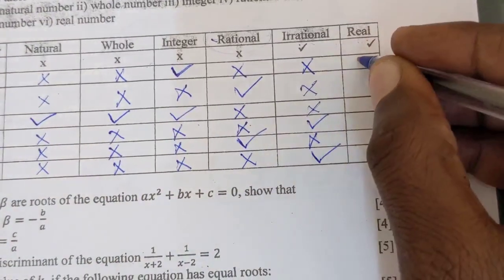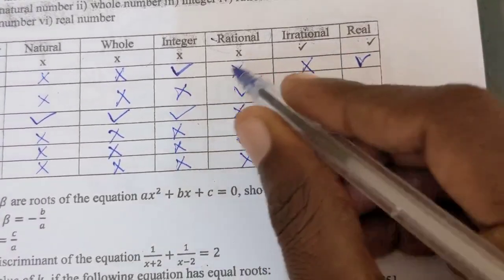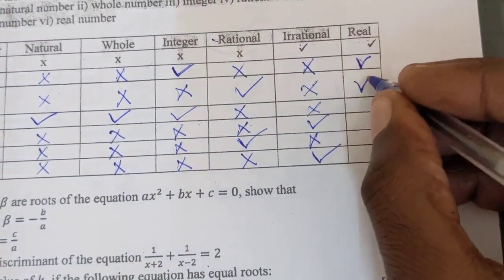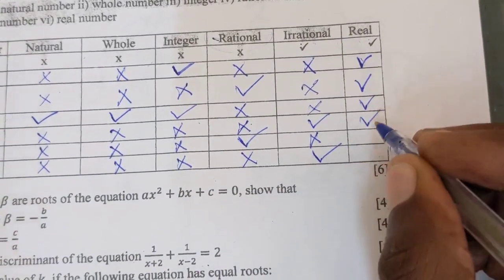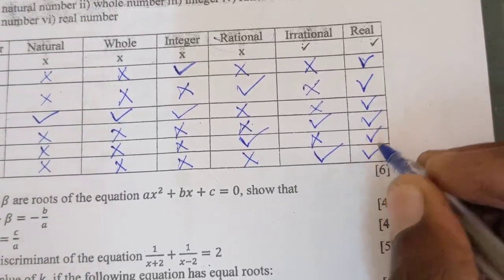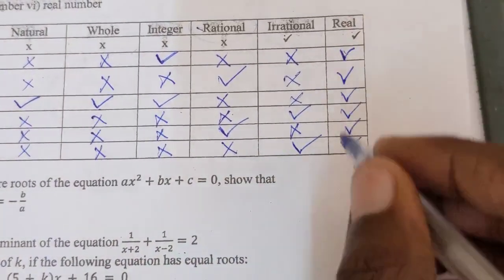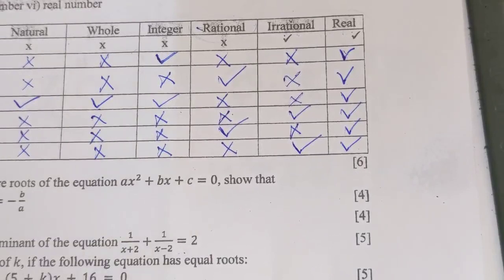So a real number can be what? A natural number, a whole number, an irrational number, a rational number, or an integer. So you are supposed to mark everything like that. That is what you are supposed to do right there.